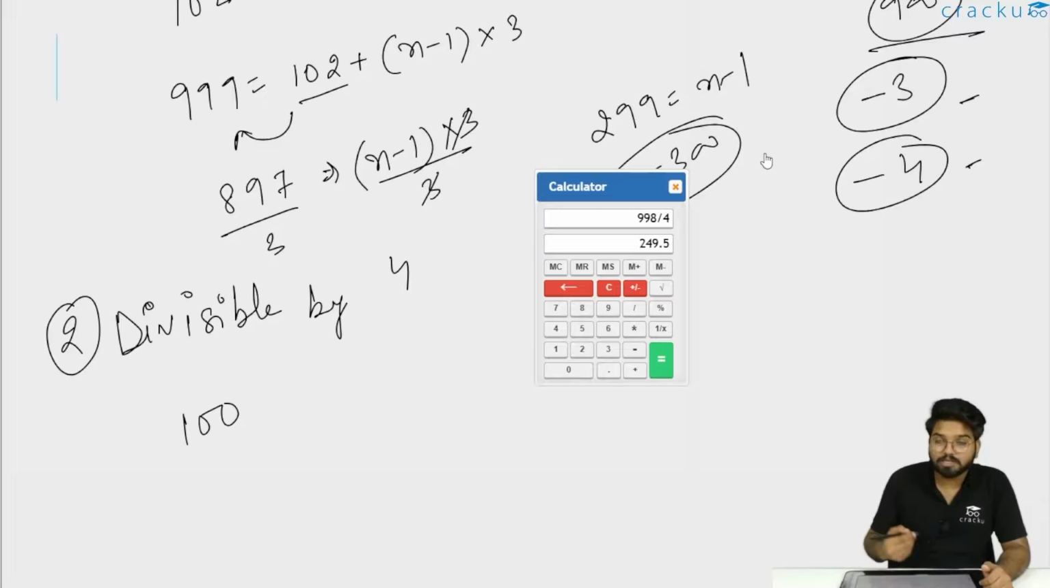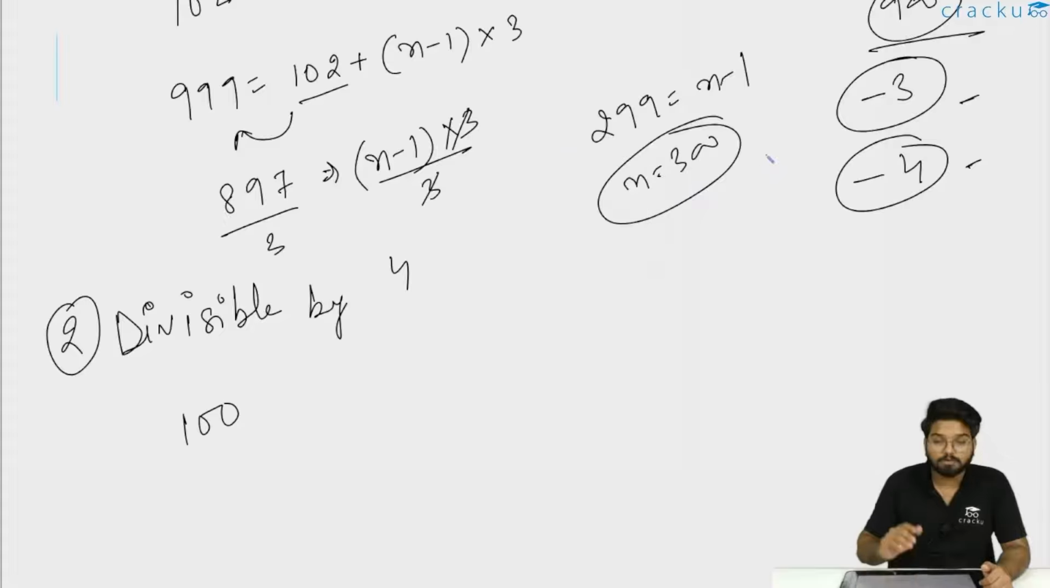No, it is not completely divisible. So before that, what is the even number? That is 996 divided by 4. Now it is completely divisible. So the last 3-digit number which is divisible by 4 is 996.